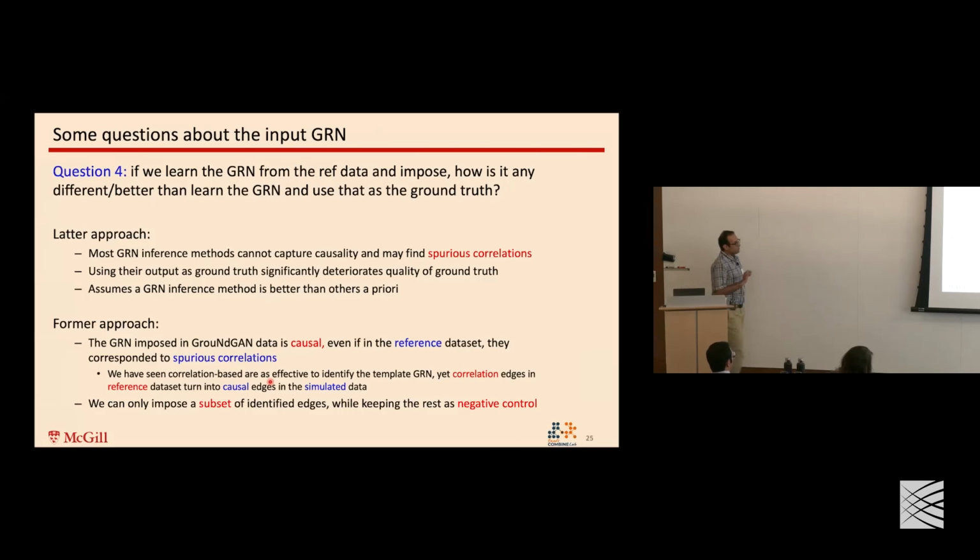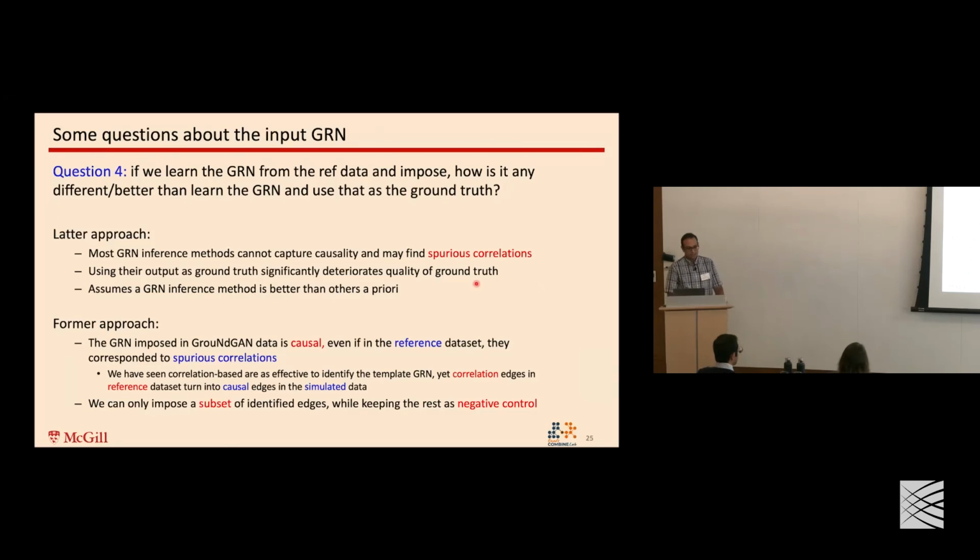So one question that I said that I'm going to come back to is this idea of using a GRN inference method on the reference data set to get a kind of scaffold GRN and then impose that. Is that a good idea? Does it even make sense? And why is that even different than, say, let's learn a GRN from the reference data and then use that and the reference data for the benchmarking? How is that different than this whole process of simulating data with a causal GRN?